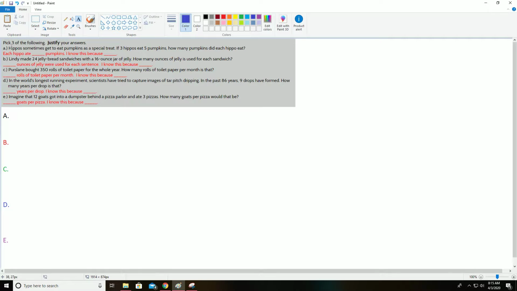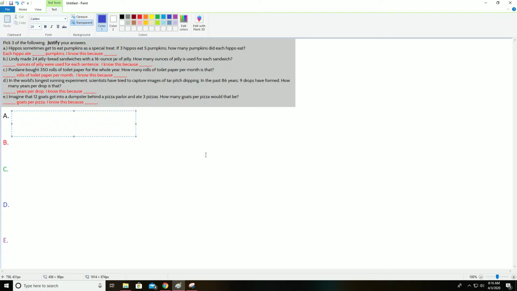It says pick three of the following, justify your answer. If you notice, there's a sentence stem on each one of these that you can use to explain your answer. The first one is hippos sometimes get to eat pumpkins as a special treat. If three hippos eat five pumpkins, how many pumpkins did each hippo eat? All right, here's what I'm going to do. I'm going to create a sample problem for each one of these just so you can know how to solve these without me giving you the answers to each one of these.